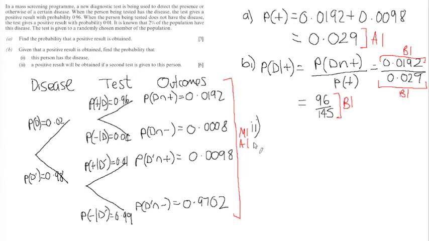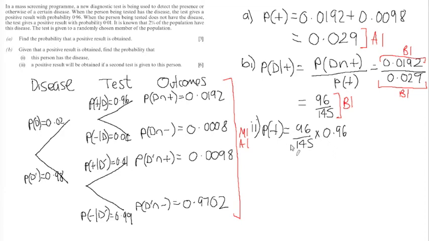So let's look at part 2. We want to find, given that a positive result is obtained, the probability that a positive result will be attained if a second test is given to this person. So again, we're looking for a probability of a positive. The way we're going to do this is, if we consider first of all that the person tested positive and had the disease, we have this 96 out of 145. What's the probability that he will get a positive result again? Well, it's going to be 96 over 145 multiplied by the probability of a positive result given that he has the disease, which is 0.96.